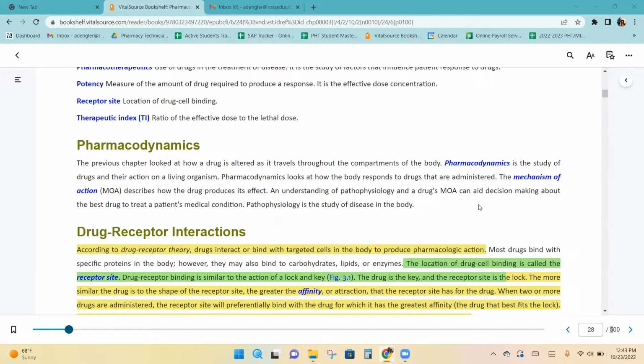The mechanism of action describes how the drug produces its effect. An understanding of pathophysiology and a drug's MOA can aid decision making about the best drug to treat a patient's medical condition. Pathophysiology is the study of disease in the body.